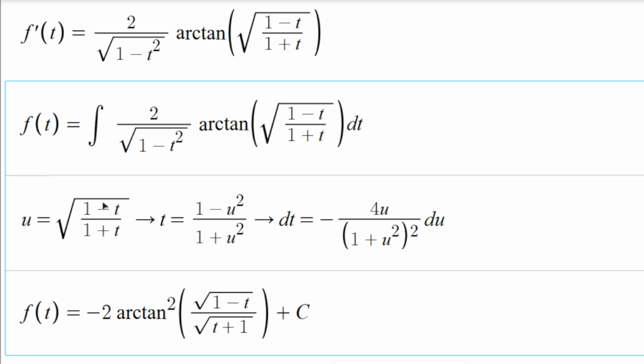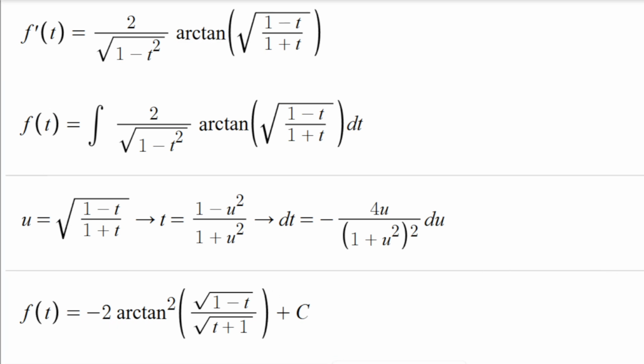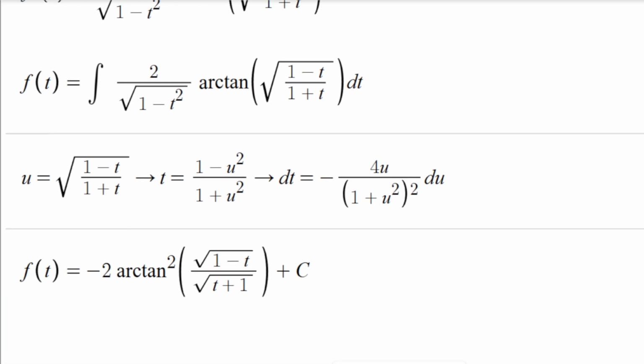This is what your u is going to be. From there, you can get t is equal to this and dt is equal to this. And then plugging that back into the integral, it actually becomes fairly easy. After simplification, it becomes fairly easy to solve. And you'll see that f of t is equal to negative 2 arctangent squared of the square root of 1 minus t over the square root of 1 plus t. I wrote t plus 1, but same thing. And then plus a constant of integration.